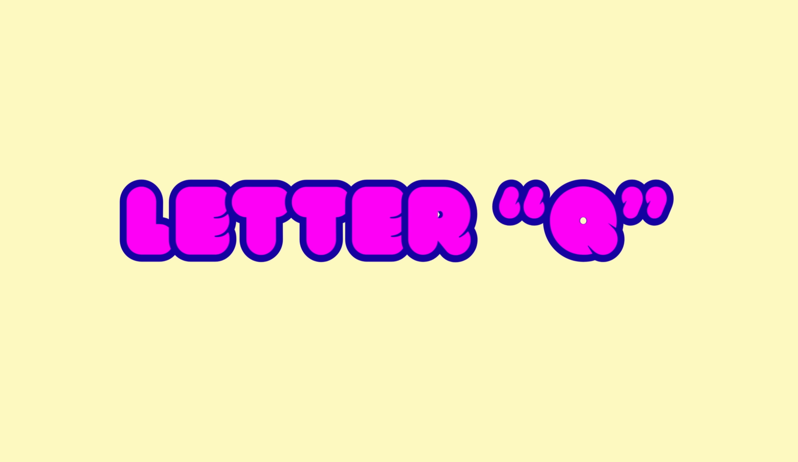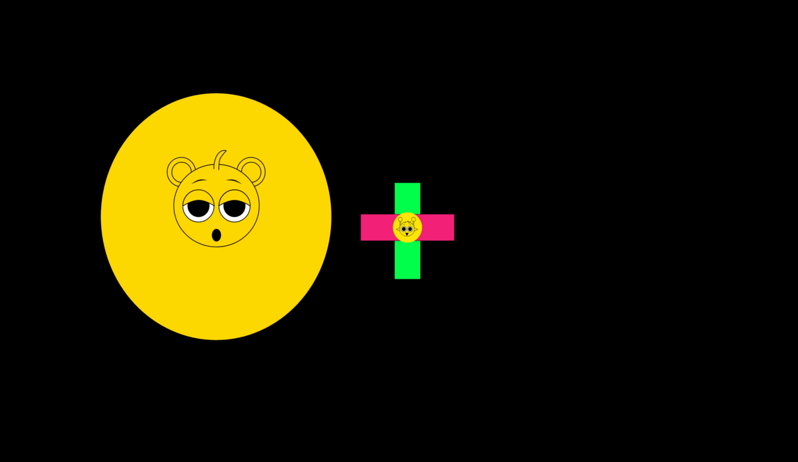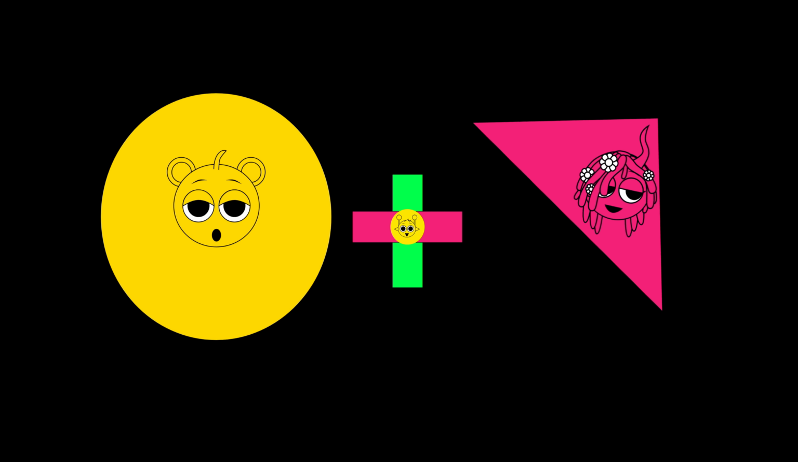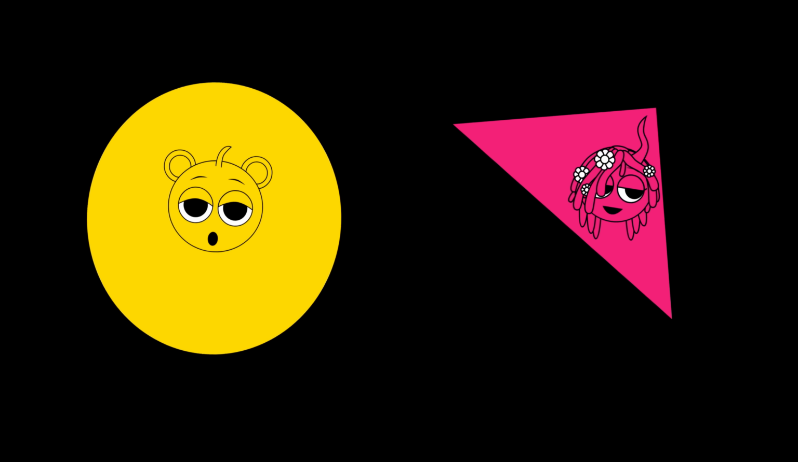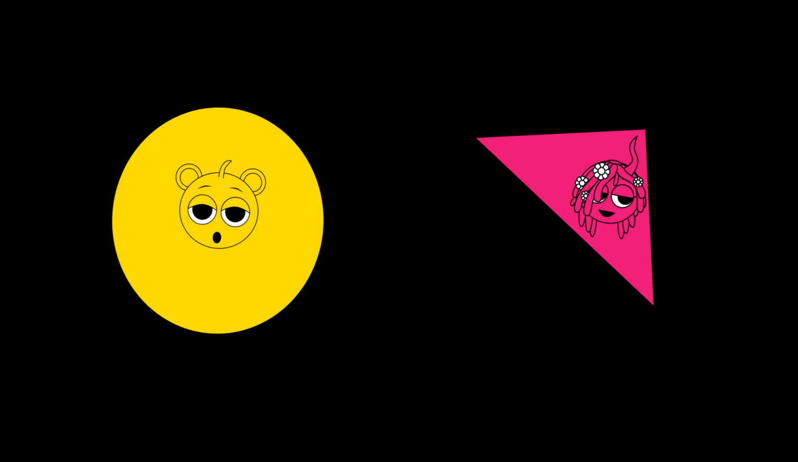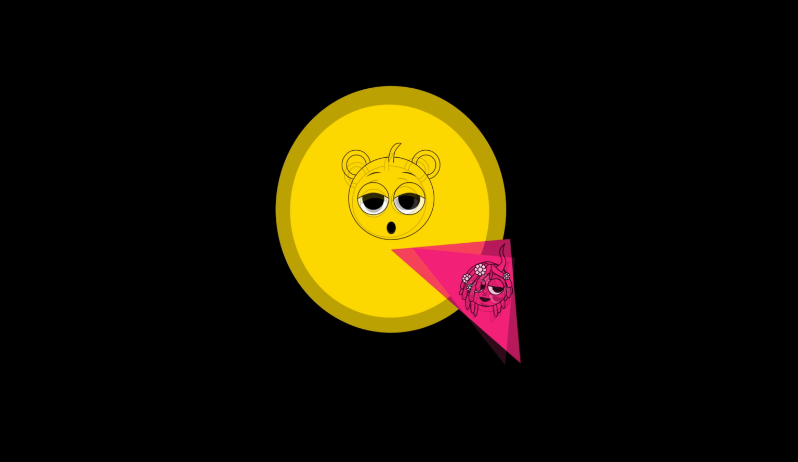Next, make the alphabet letter Q. Circle. Plus. Rectangle. Look at the circle and the triangle. When we put them together, they make the letter Q.